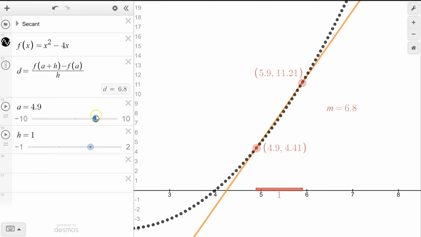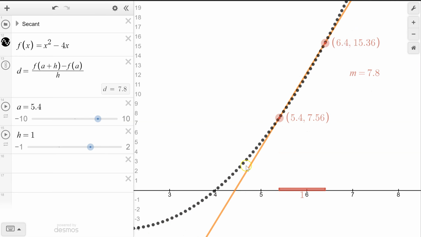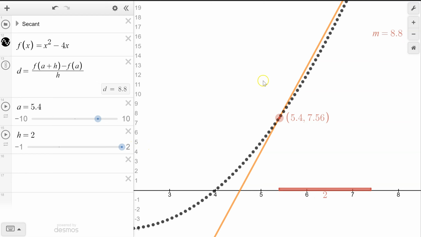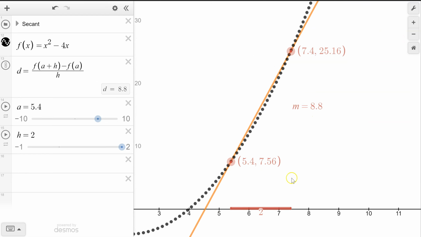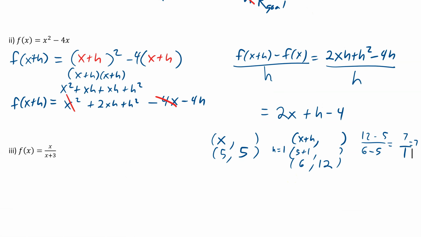So I can move this anywhere I want now that I have a formula. And I can see, okay, well, going from this point to this point, my slope is 7.8. And my difference between the two is 1. If I make it a difference of 2 away, so it's 5.4 to 7.4, my slope is 8.8. So that's all this is. It's a slope formula. And so getting used to this formula and using it now is good.